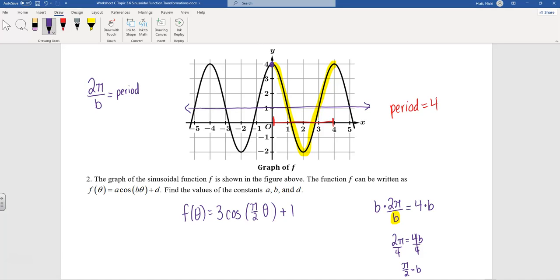So if we did this without numbers here, if we multiplied both sides by B, we would have 2 pi equals the period times B, and then we would have to divide by whatever the period is, right? We're doing basically the same thing I did over here, but with that number. So B does also equal 2 pi over the period of the function. So you can do it that way.